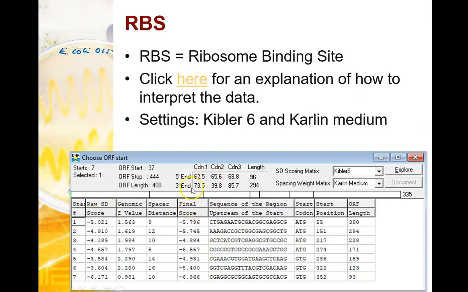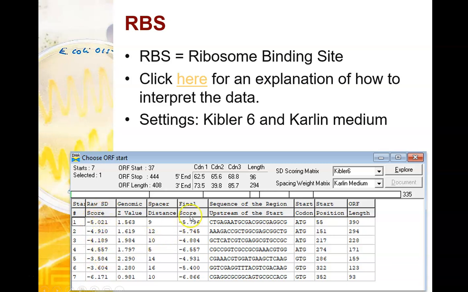If I go back to that box that was pulled up, I have some data right here. You should make sure that you're set on Kibler 6 and Carlin medium, just so that we use the uniform system with everybody else in the SEA-PHAGES program. I do have a link for how to interpret the data, so I'll mouse over the link so you can see it. What we have is a raw score, a z-value, a spacer distance, and a final score. I'm going to look at the values for our chosen start, which is 55 base pairs.